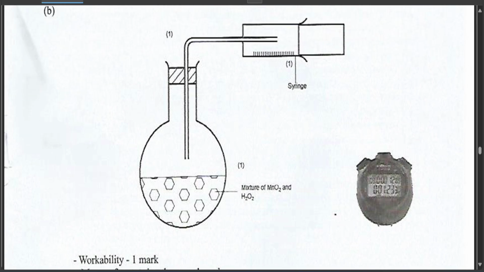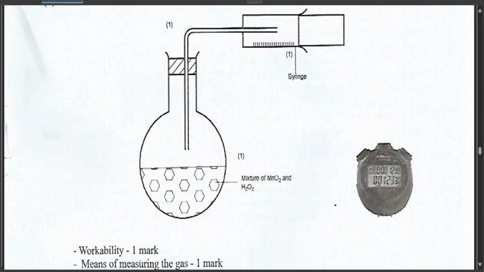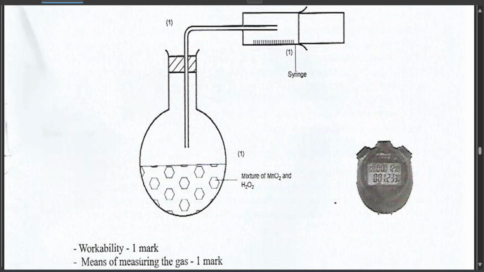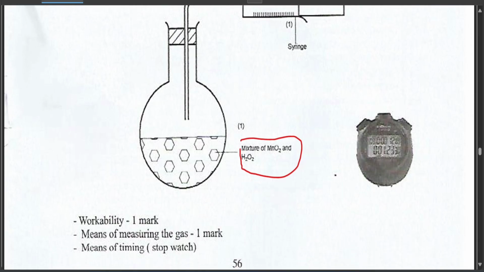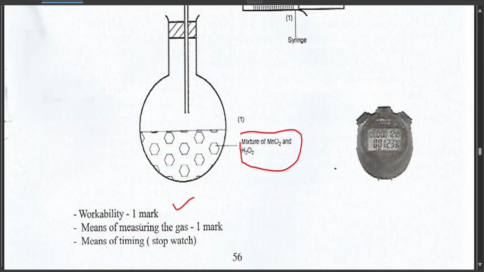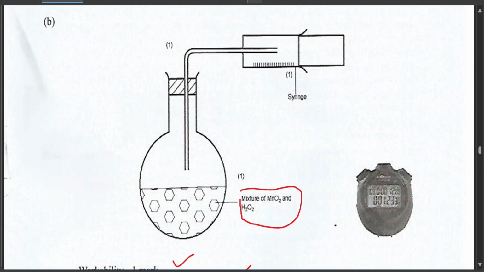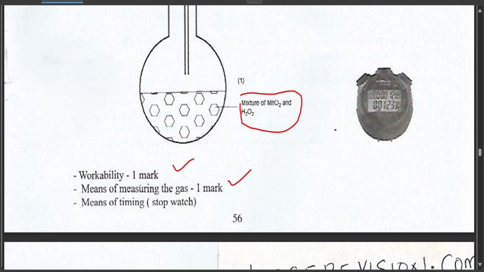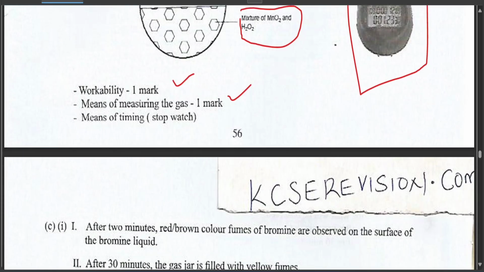Now this is the diagram itself. You're supposed to include a syringe, and this is the mixture of manganese oxide and hydrogen peroxide. Afterwards you get oxygen. So for workability, you already have 1 mark. Then a means of measuring the gas, which will include the syringe, and a means of timing it. So you are supposed to include a stopwatch also on the diagram.